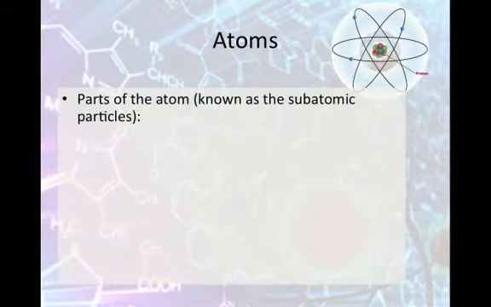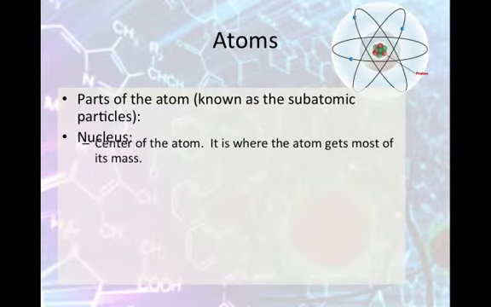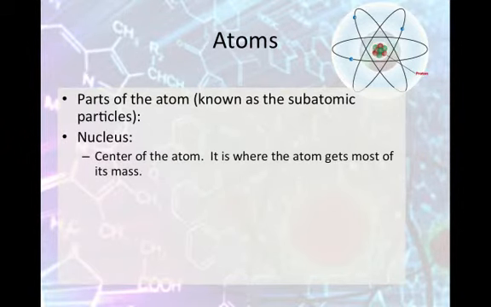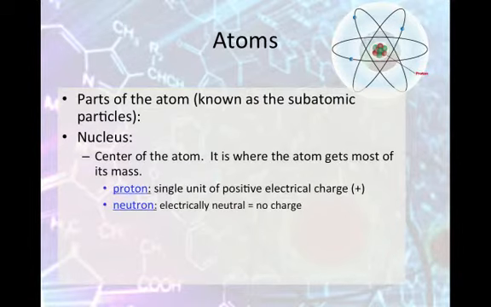When we look at atoms, we need to look at the subatomic particles. Those are the different parts of the atom. The nucleus contains protons and neutrons. It's where the atom has most of its mass. Protons are a single unit of positive electrical charge, and again, they are in the nucleus of the atom. Neutrons have no charge. They are electrically neutral, and they are also in the nucleus of the atom.